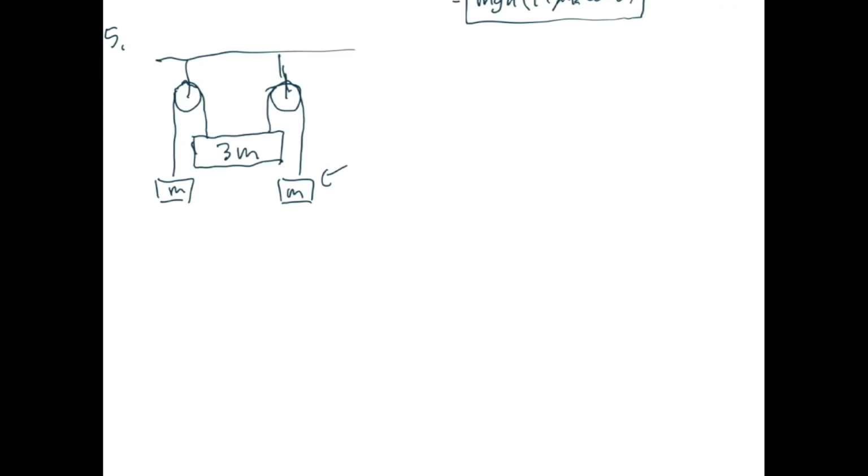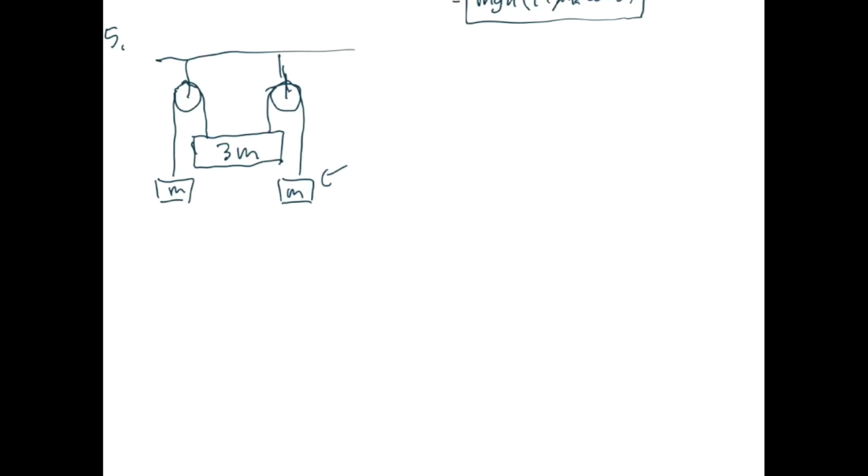So how do we approach this problem? Well, this is known more generally as an Atwood machine, basically just a system of pulleys. And normally the solution to these just involves drawing force diagrams for each mass, and then you should get a system of equations using F equals ma and also conservation of string.